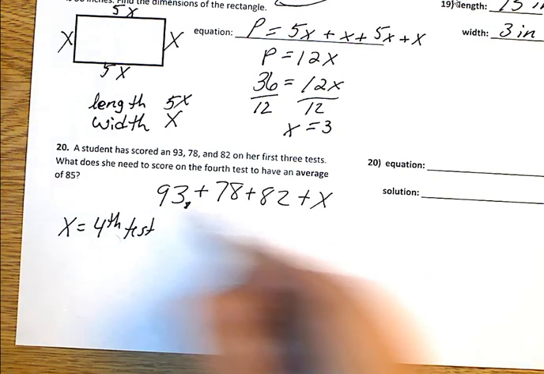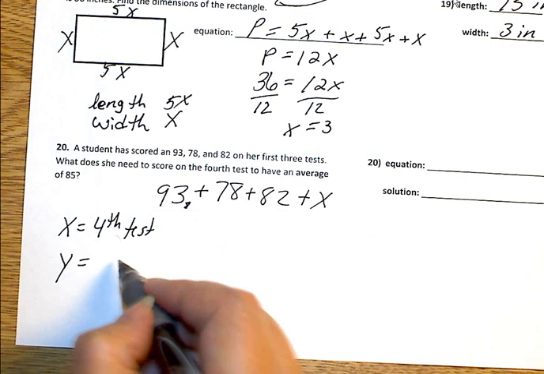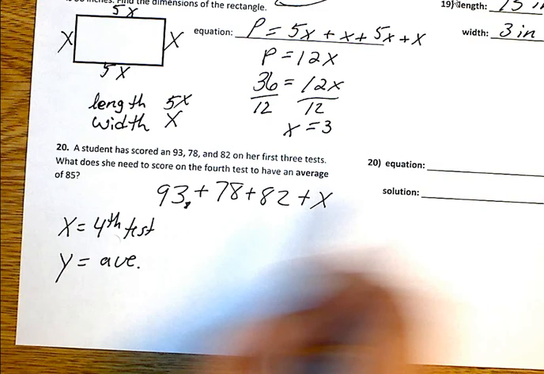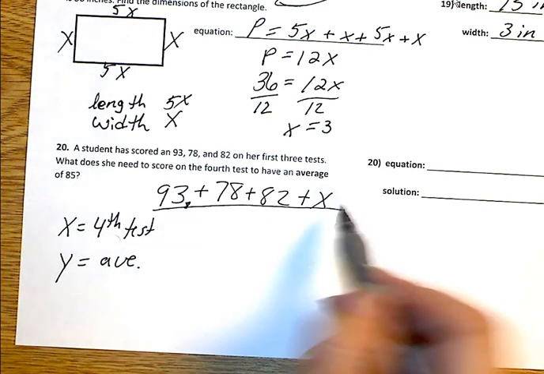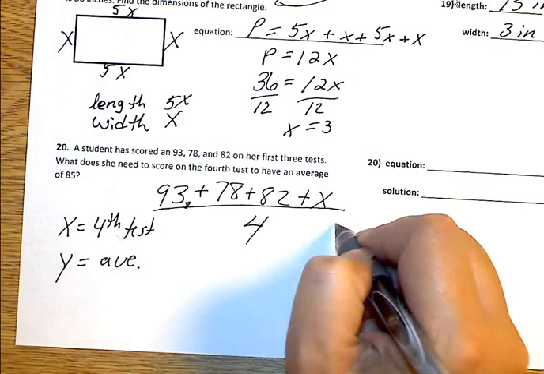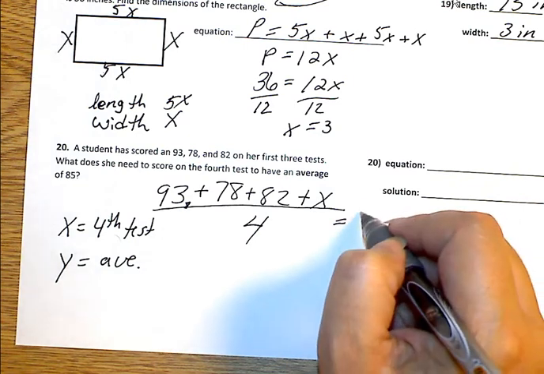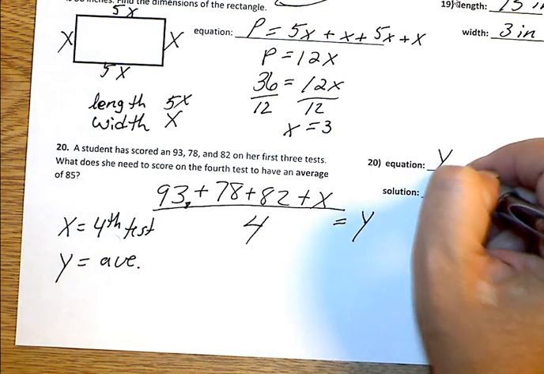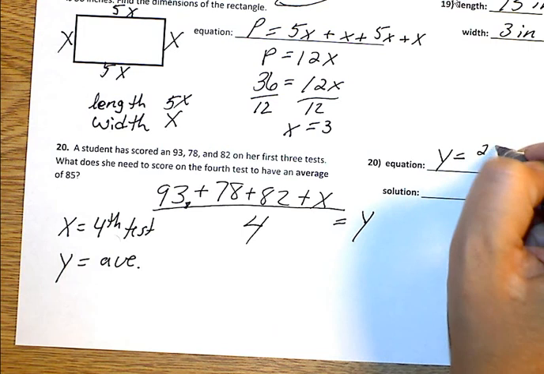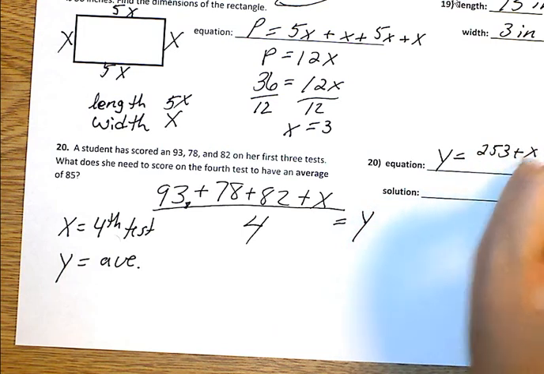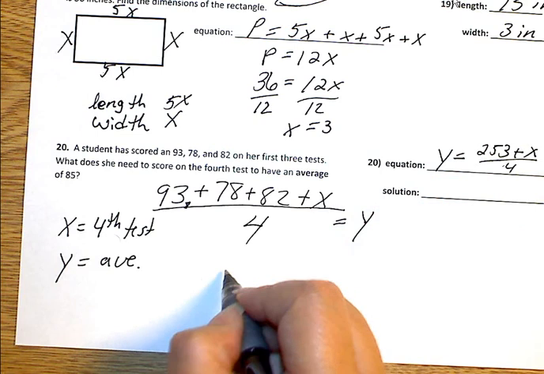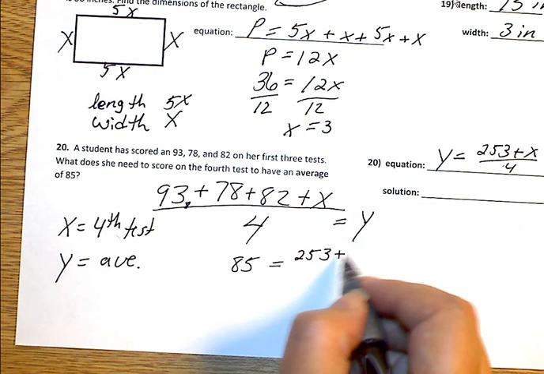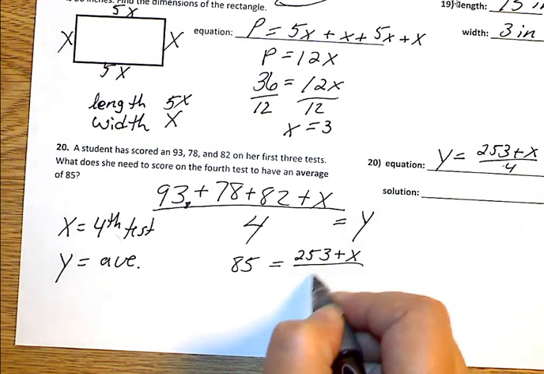We are looking for the average, so y is what you're looking for. So how do I find the average? I have to add these up and divide by what? 4. And that is going to equal our average. And that is our 85, right? So we can put our y for our equation, so y equals, and that's 253, add it all up, plus x over 4. So it equals 85. So 85 equals 253 plus x over 4.